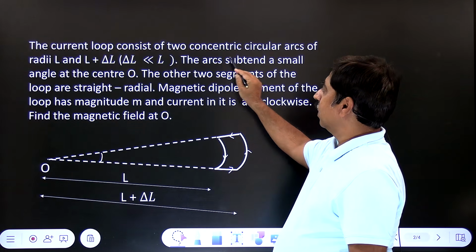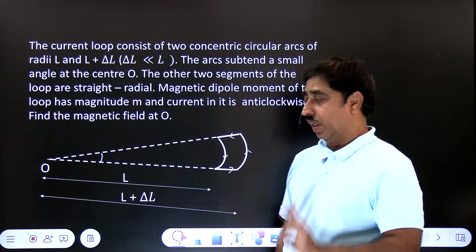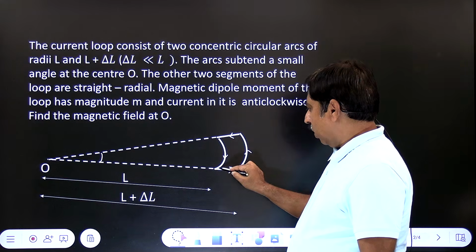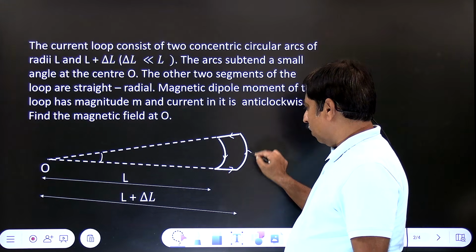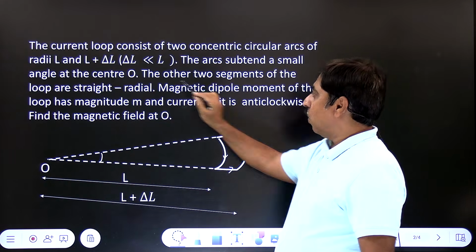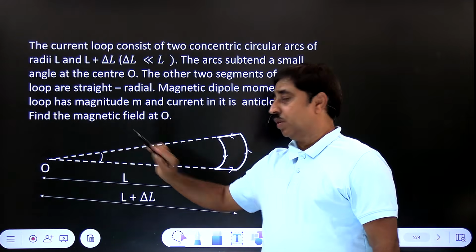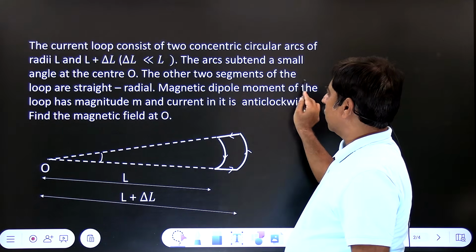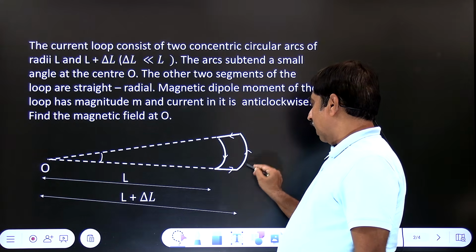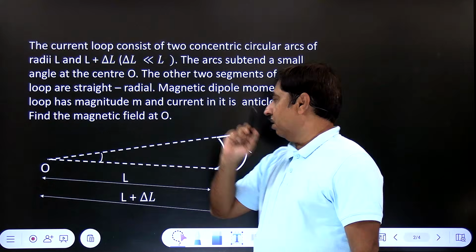The current loop consists of two concentric circular arcs of radii L and L plus delta L, where delta L is very small compared to L. This is a circular arc of radius L. This is a circular arc of radius L plus delta L. The arcs subtend a small angle at common center O. This angle is small. The other two segments of the loop are straight and radial. This is the current carrying loop we are talking about. These two segments are straight and they are radial.